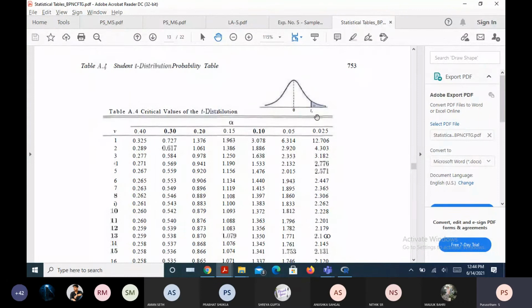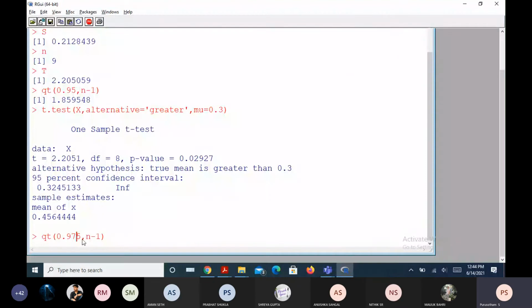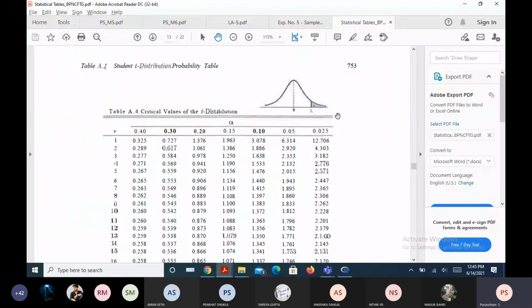Now the complement of 0.025 on the left is 0.975, and the complement on the right is also 0.975. That is what we need to use in the case of two-tailed. And n is 10, so 10 minus 1 is 9. For that, 0.025 is the last column with 9 degrees of freedom. The table value is 2.262. That is the critical value.